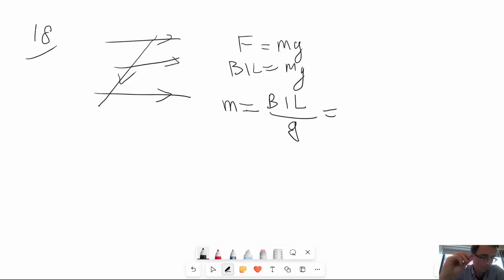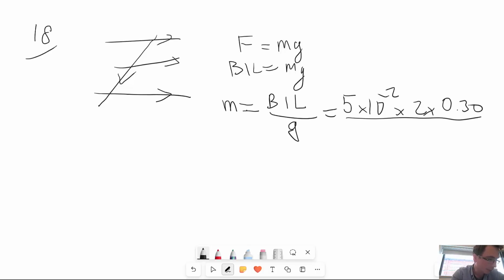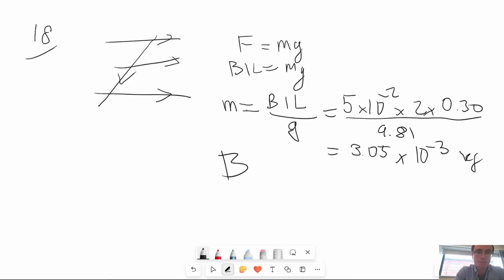We can plug in all the numbers. In the question, the B field is 5 times 10 to the power minus 2 Tesla multiplied by the current, which is 2, multiplied by the length, which is 0.3. Always be careful with the units here. So far, I don't see any non-standard units, divided by g, 9.81. And we are going to get around 3.05 times 10 to the power of minus 3 kilograms. That corresponds to the correct answer being B.